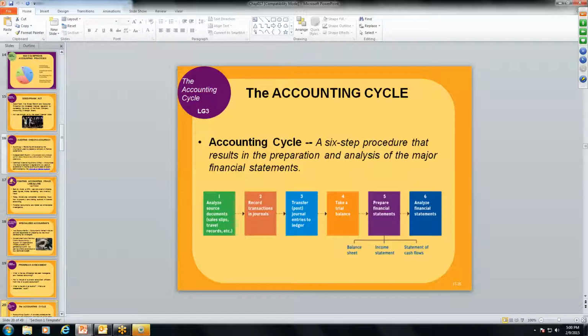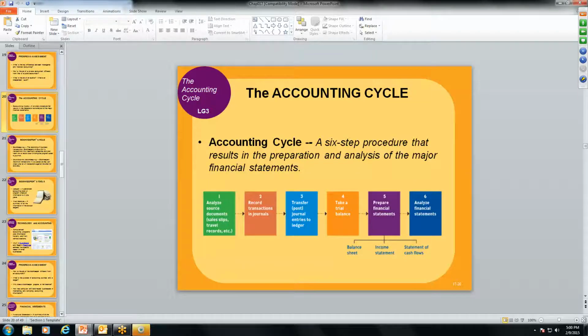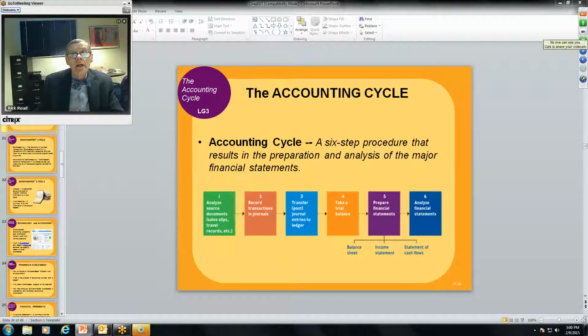Now we're going to talk here about the accounting cycle, and that is graphically displayed in your text at the bottom of page 470, in figure 17.4. Let's blow this up here a little bit so we can see it.